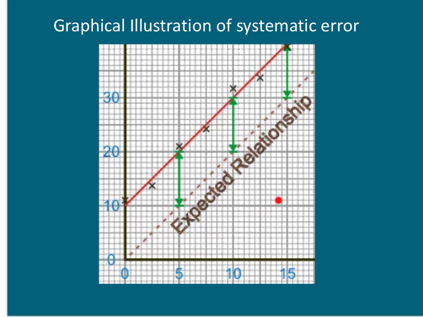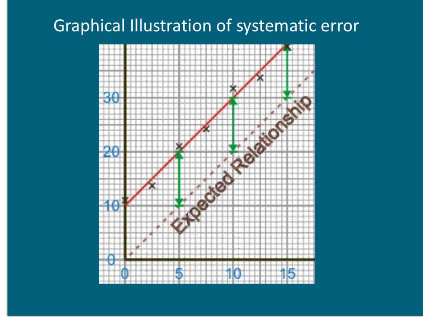Here is a graph illustrating systematic error. First of all, these crosses are the plotted points. This red line is a line of best fit, and this dotted line is the expected line, what is expected. So you can see there is a difference between what is expected and what is actually plotted or drawn.